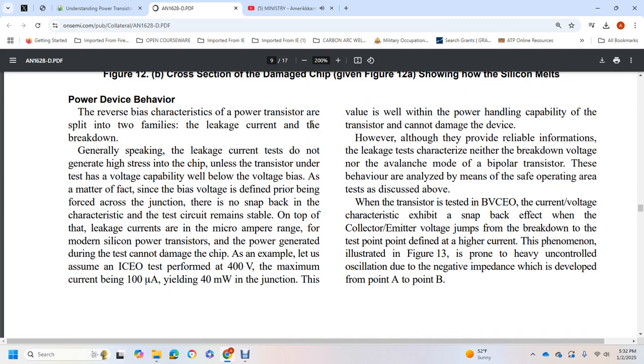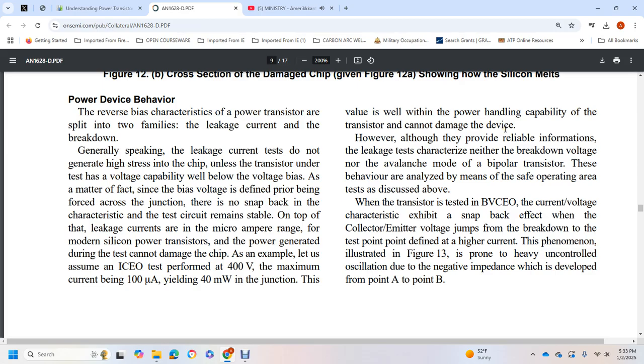Power device behavior: the reverse bias characteristics of power transistors are split into two families, leakage current and breakdown. Generally speaking, leakage current tests do not generate high stress on the chip unless the transistor is tested with a voltage capability below the bias voltage. Since the bias voltage is defined by the force across the junction, there is no snapback, and the test circuit remains stable. On top of that, leakage current is in the microampere range for modern silicon power transistors, so the power generated during the test cannot damage the chip. For example, assume an ICEO test is performed at 400 volts with a maximum current of 100 microamps, yielding 40 milliwatts in the junction. This value is well within the power handling capability, and the transistor cannot be damaged.